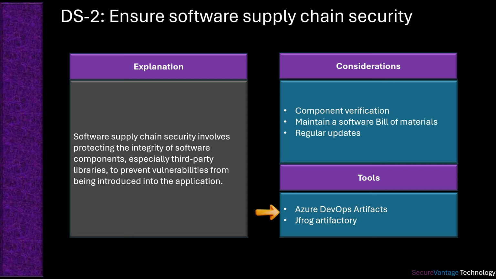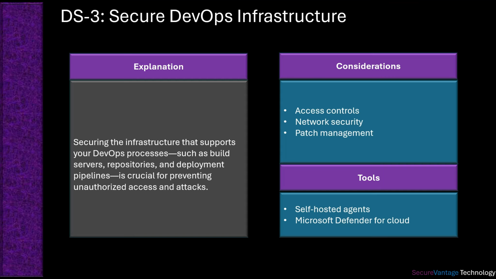The third DevOps process is secure DevOps infrastructure. Securing the infrastructure that supports your DevOps processes, such as build servers, repositories, and deployment pipelines, is crucial for preventing unauthorized access and attacks. What are the considerations in this case you should be giving? First is access control, meaning ensure that you are maintaining the DevOps infrastructure with corporate identity. If there is a need for you to build federation, then please do so. Such as if you work with GitHub, then you may end up building the federation with GitHub using your identity store, whereas it's a bit easier when it comes to Azure DevOps.